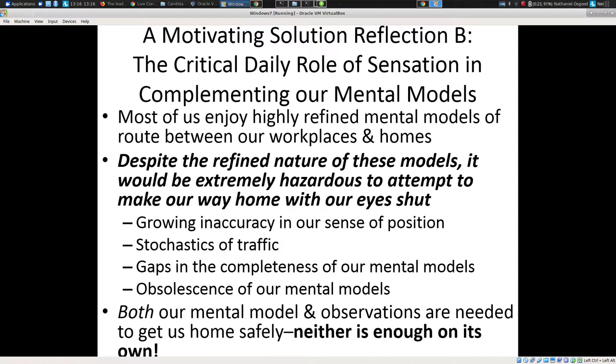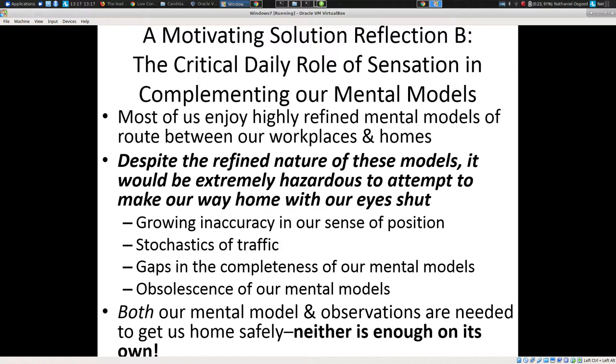And the analogy is a familiar one. For those who can imagine being at your workplace, whether you're a student or a professional, you have a very good mental model of how to get from your workplace to your home. Very well established, quite refined, you know all the intersections involved, all the street lights, stop signs, all those sorts of things. And you could walk home even in a heavy snowstorm, or I don't know what the equivalent is in Australia, a sandstorm or something, or even after dusk.